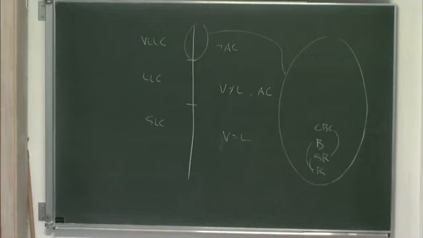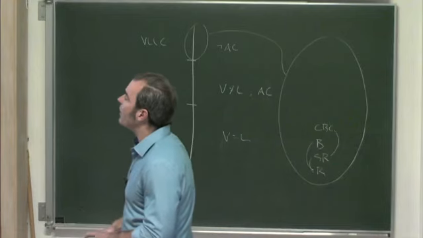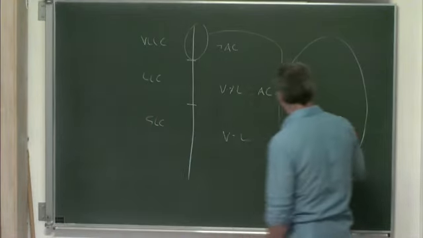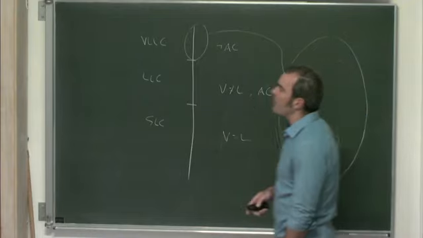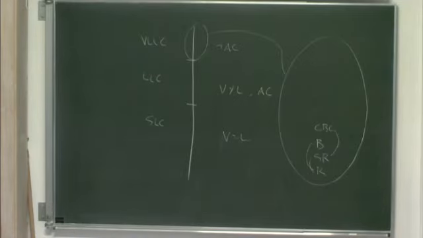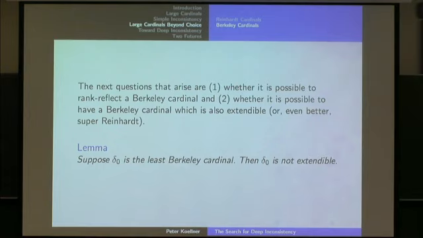Okay, so the next questions that arise are, one, whether it's possible to rank reflect a Berkeley cardinal, because what we've done is we've just rank reflected a super Reinhardt in the Berkeley hierarchy, and whether it's possible to have a Berkeley cardinal which is also extendable, or even better, super Reinhardt. And you actually can show that the least Berkeley cardinal can't be extendable.